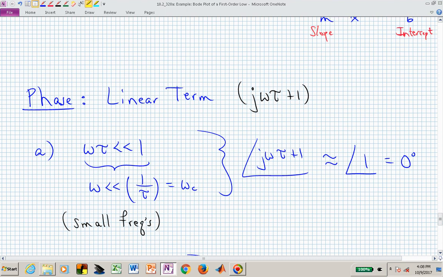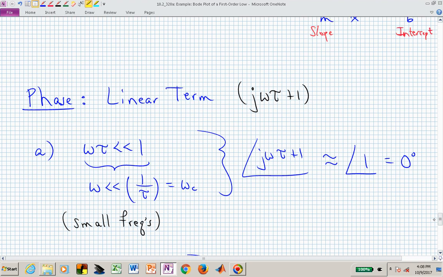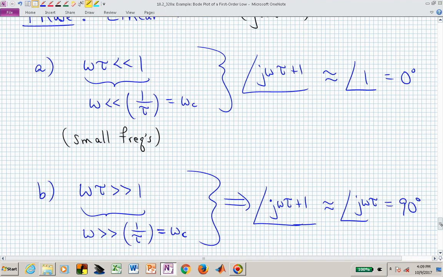What's the phase look like? Again, thinking Goldilocks, we have a sweet spot. We have a low, a high, and a sweet spot. Let's look at the low frequency. So for small frequencies, that's a decade below the break frequency, omega sub c, we know how to approximate that. We have 1 plus j 0.1 or less than 0.1, so we'll just approximate that to be 1, and that gives us an angle of 0 degrees.